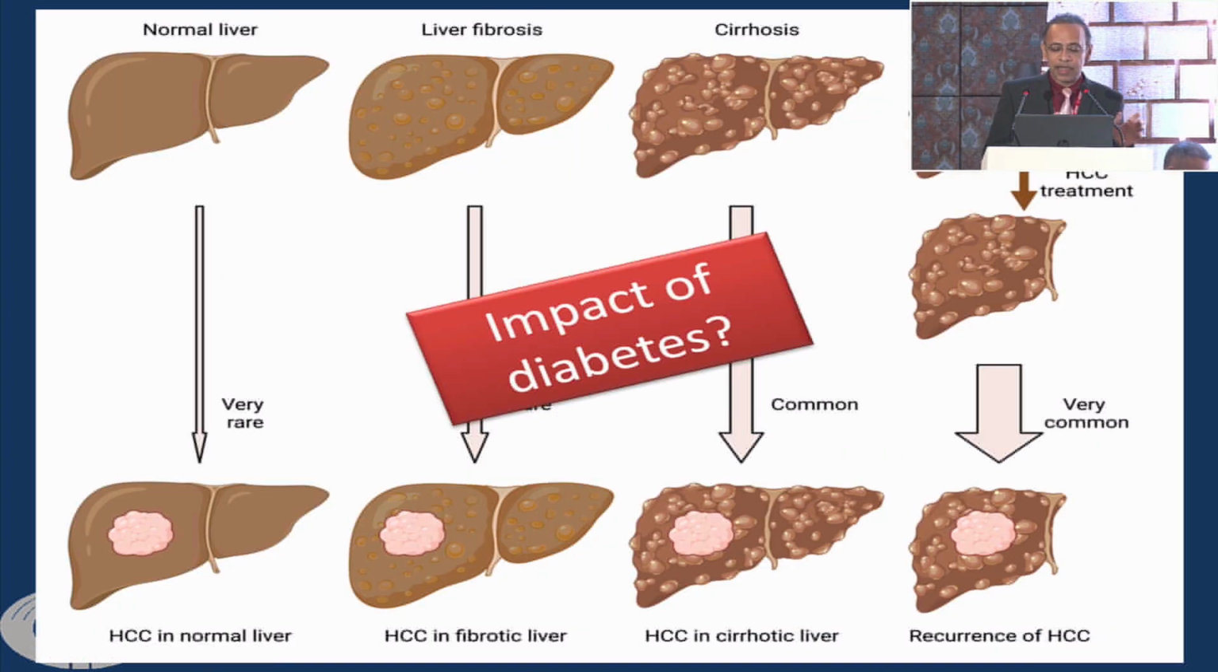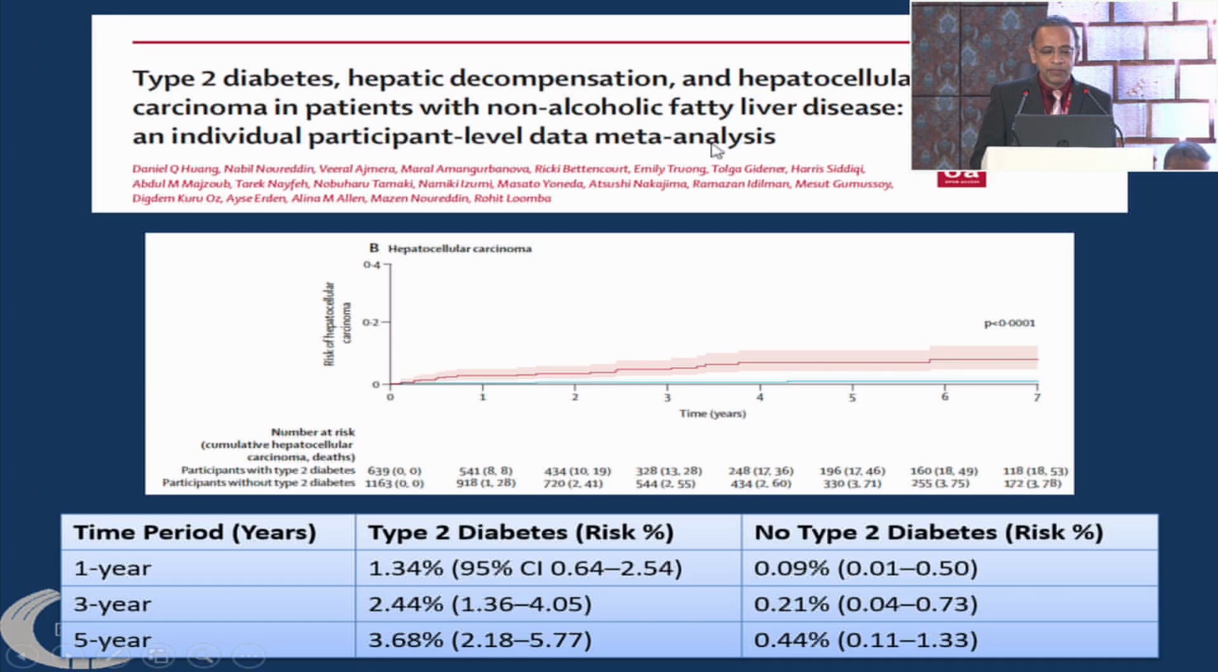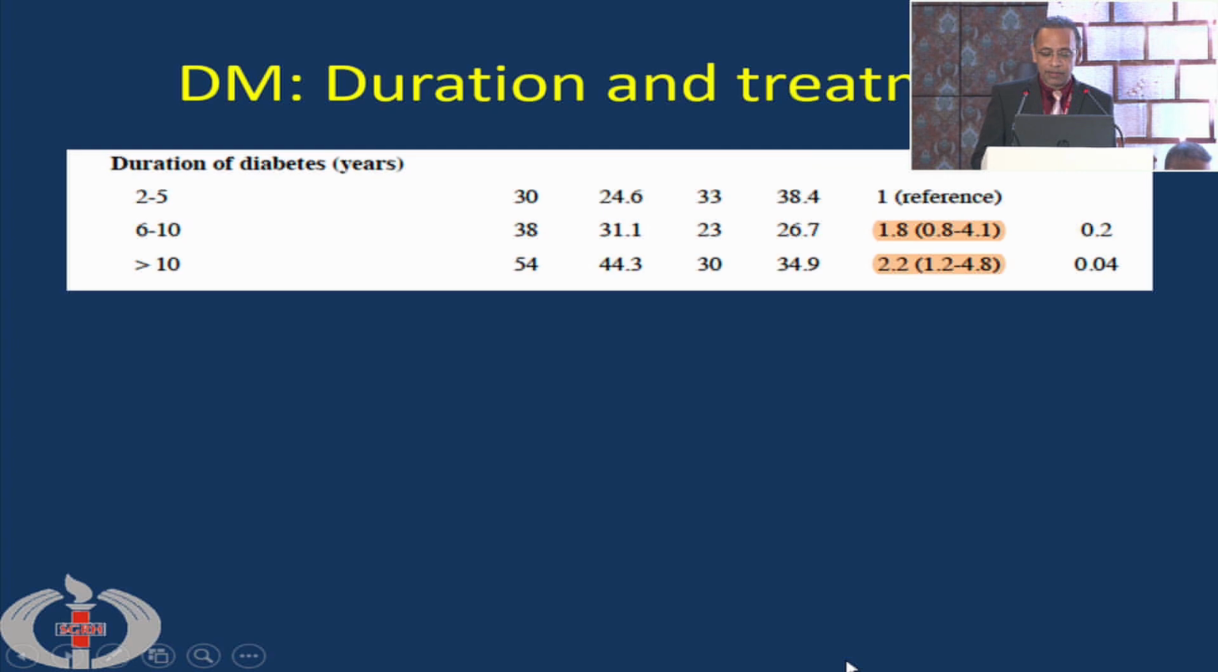Now let us look at diabetes. We have seen that diabetes is enhancing the HCC risk at so many places: type 2 diabetes, hepatic decompensation, and HCC. This elegant study, published just a few years ago, showed that a person having type 2 diabetes has a 5-year cumulative risk of developing HCC three times higher as compared to those patients who do not have diabetes. And the duration of the diabetes is also important.